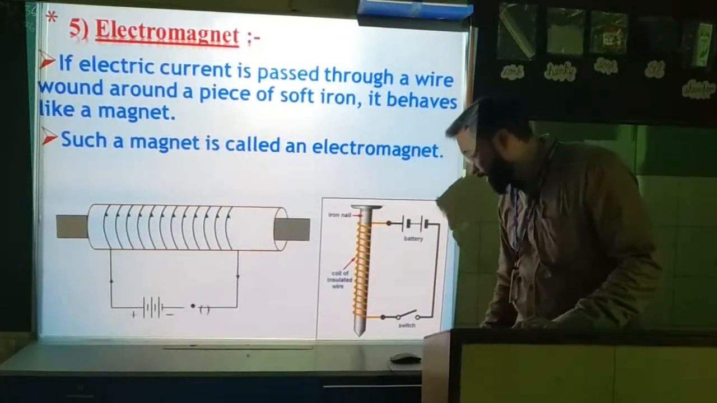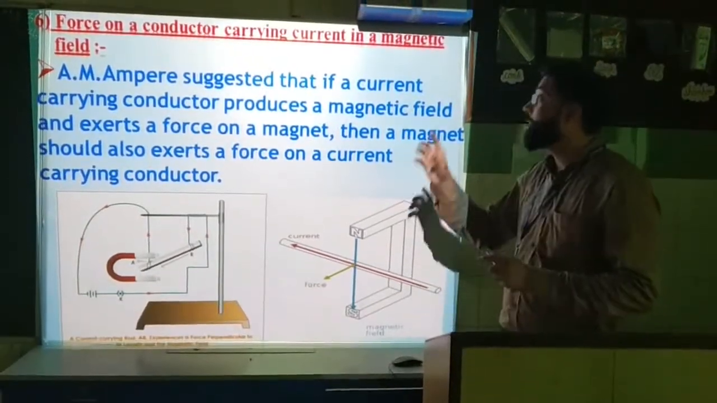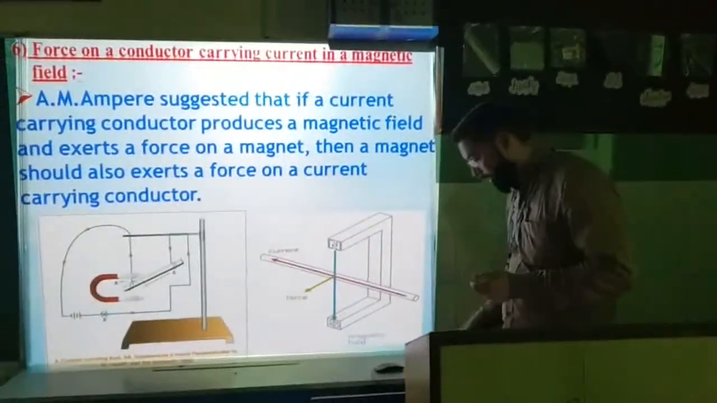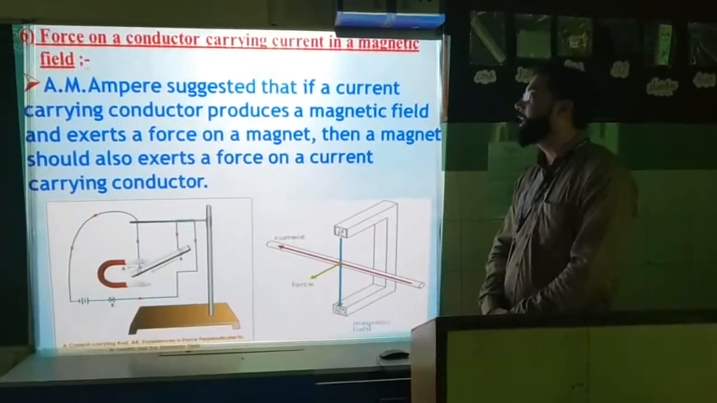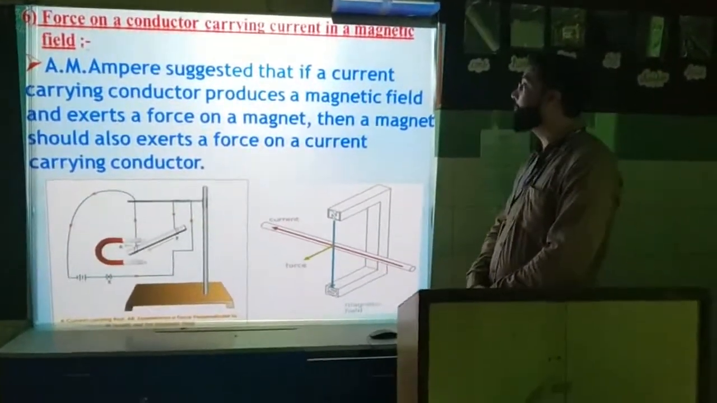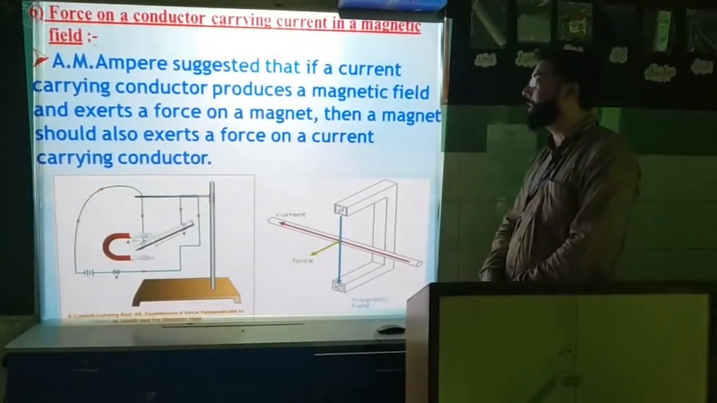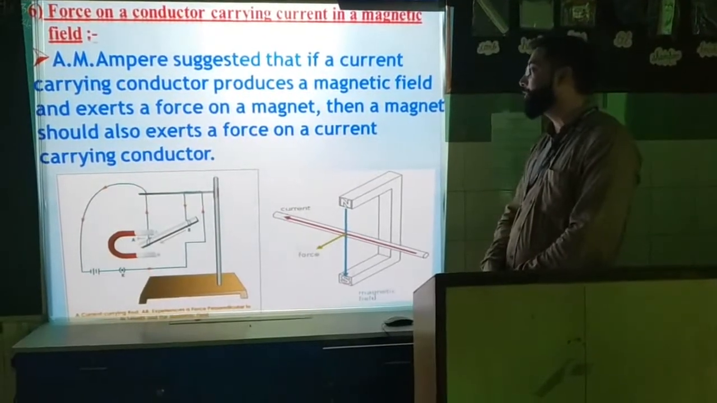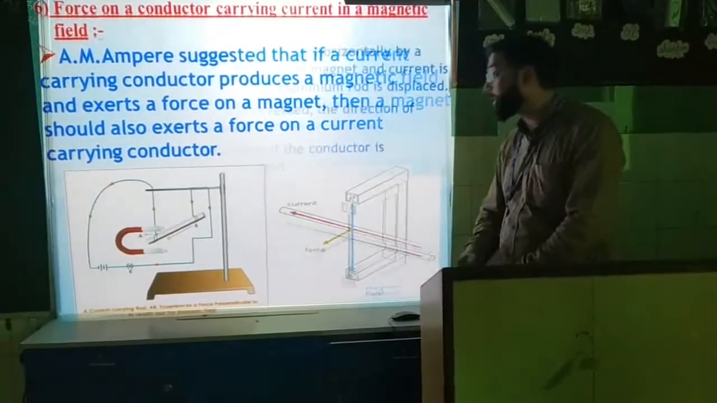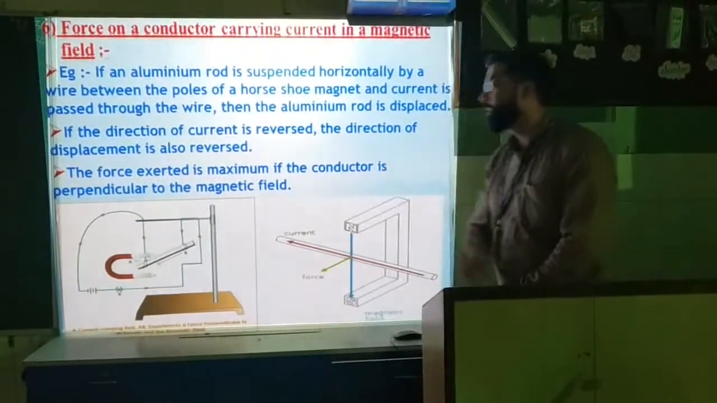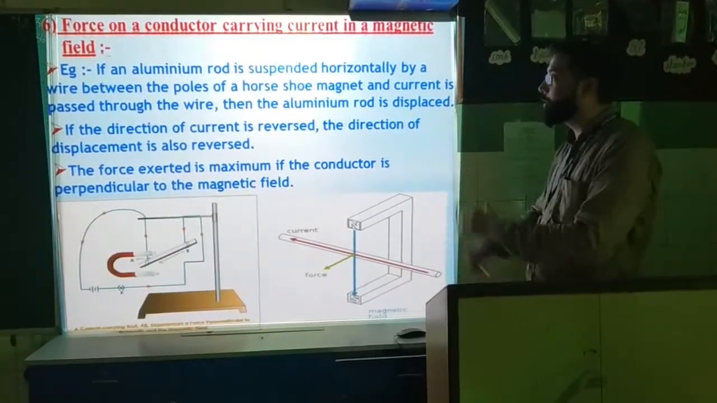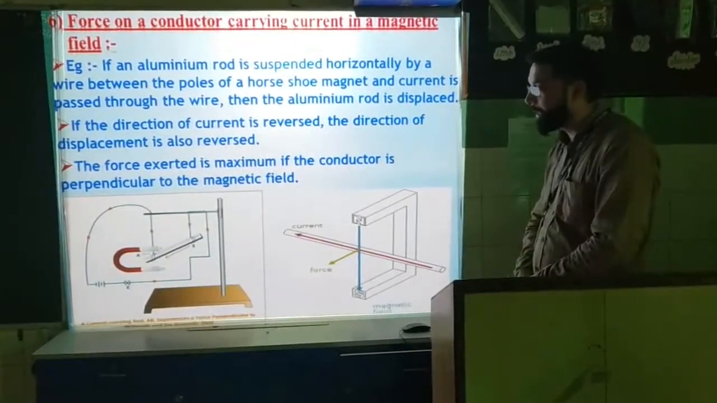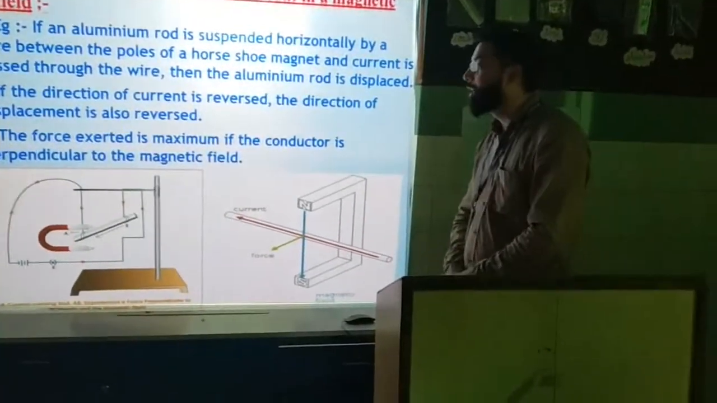Next is the force on a current carrying conductor in a magnetic field. This was first observed by A.M. Ampere. He suggested that if a current carrying conductor produces a magnetic field and exerts a force on a magnet, then a magnet should also exert force on a current carrying conductor. This can be explained by this activity. Take an aluminum rod and attach it to a battery. Now place a horseshoe magnet such that it is perpendicular to the aluminum wire.